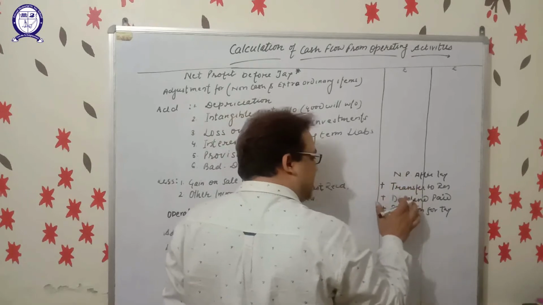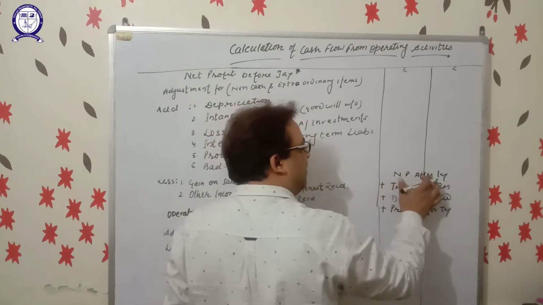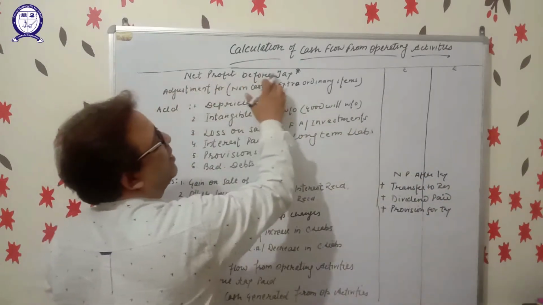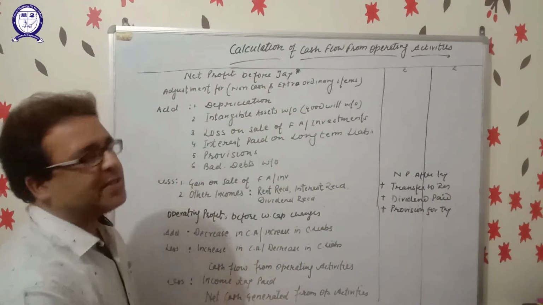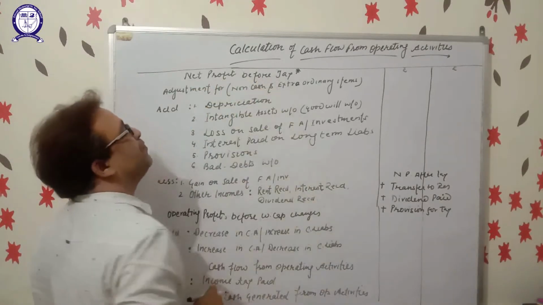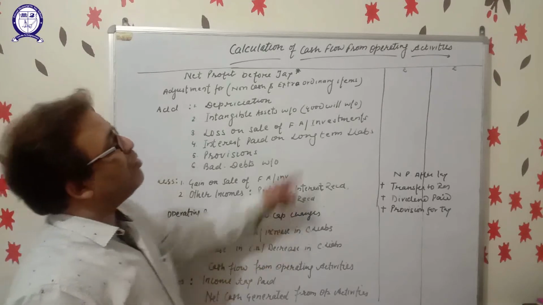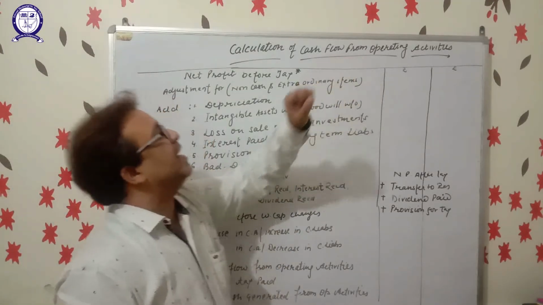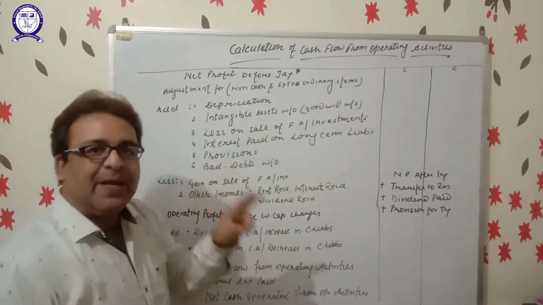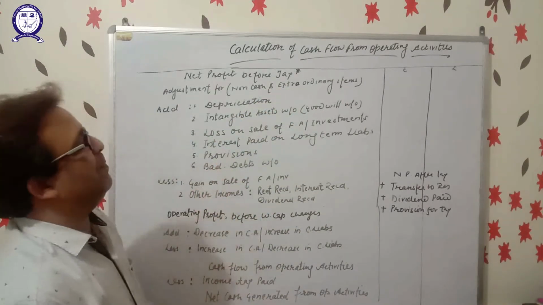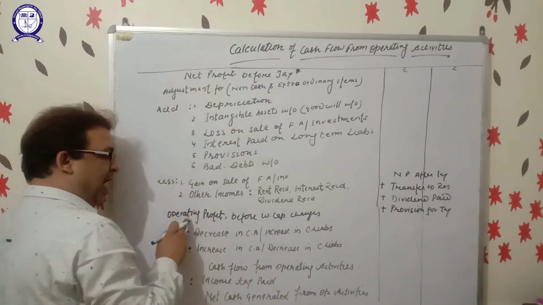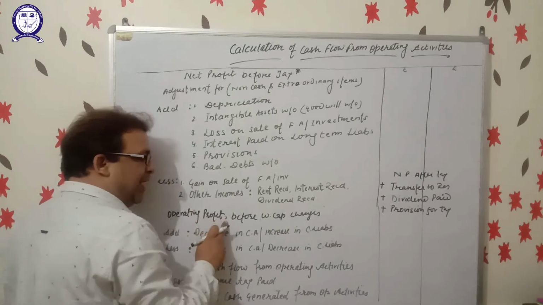After adding these three items to the net profit after tax, we will be able to find net profit before tax. So our first step is calculation of net profit before tax. Now, how to calculate cash flow from operating activities? It will be calculated in two steps. In the first step, we have to find out our operating profit.